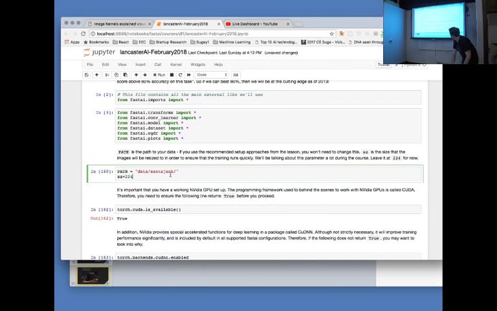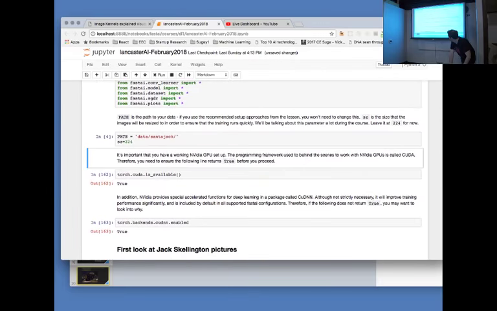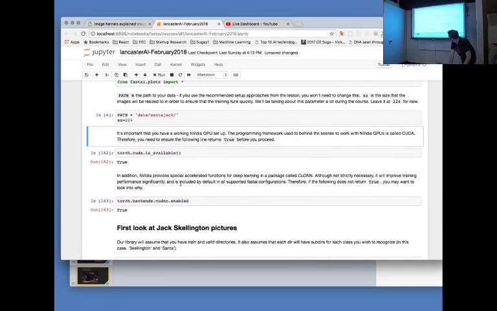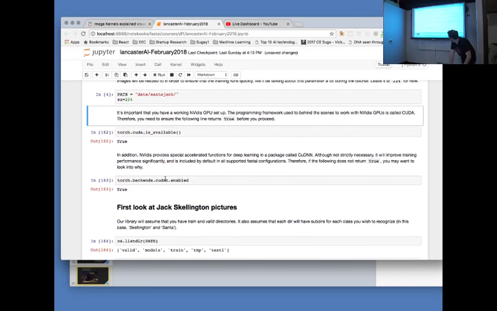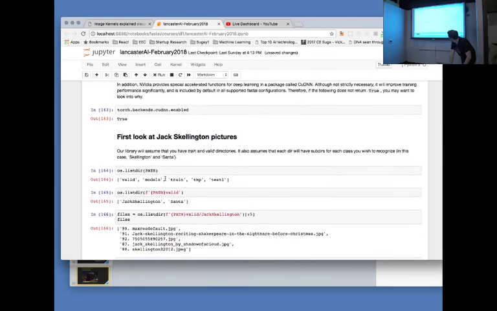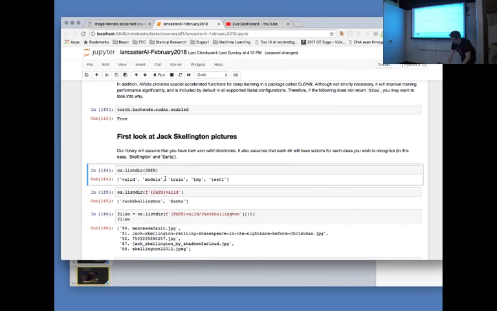So I'm going to load my data here. In a convolutional neural net, we load our data. It's under Santa Jack. All right, and CUDA is available, which is good, and this CD, there we go. Okay, so let's take a look at our directory here real quick, and we can see that we have a validation, we have our training, and we have our test set.